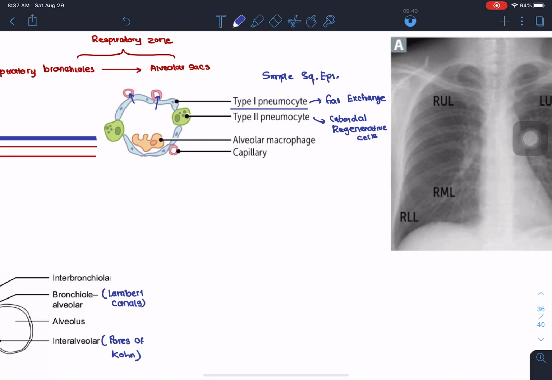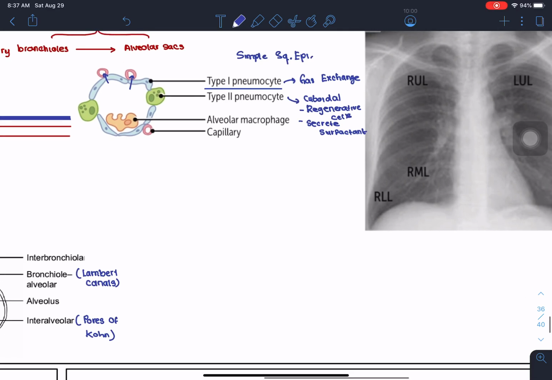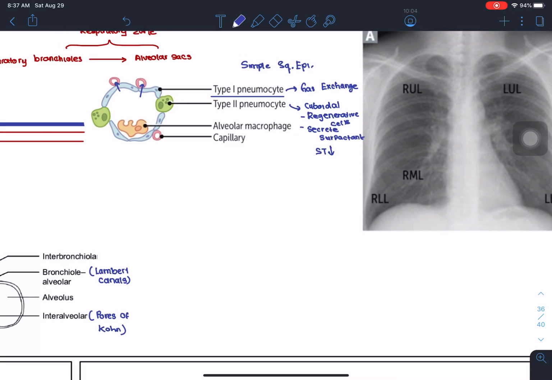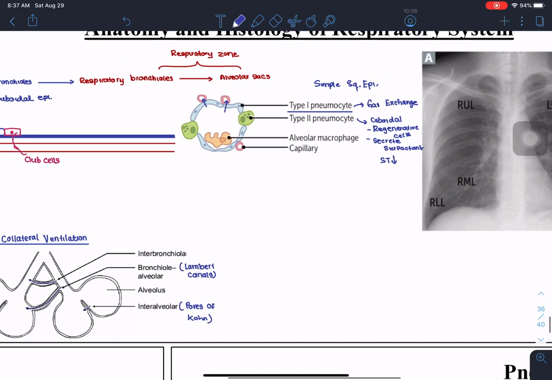So let's say there is destruction of the alveoli. It is this cell that can divide and form new alveolar structures again. And also its main function is to secrete surfactant. So surfactant is involved in decreasing the surface tension of the lung to prevent it from collapsing.